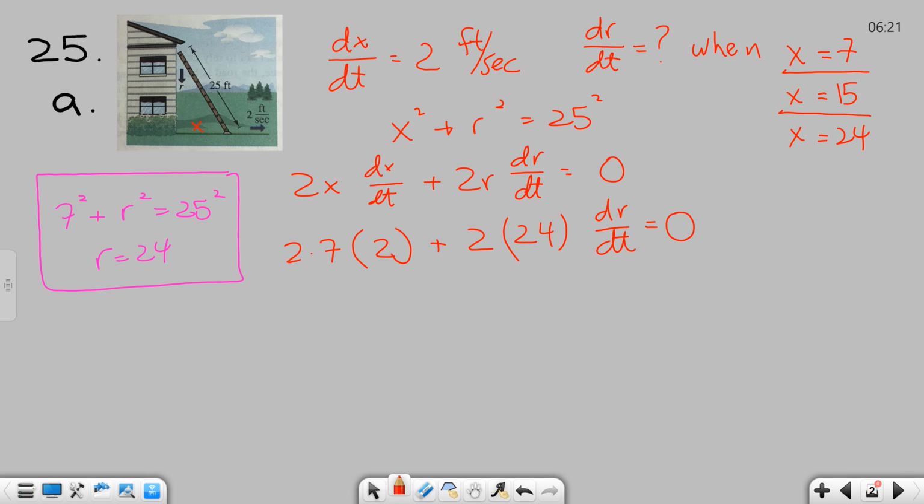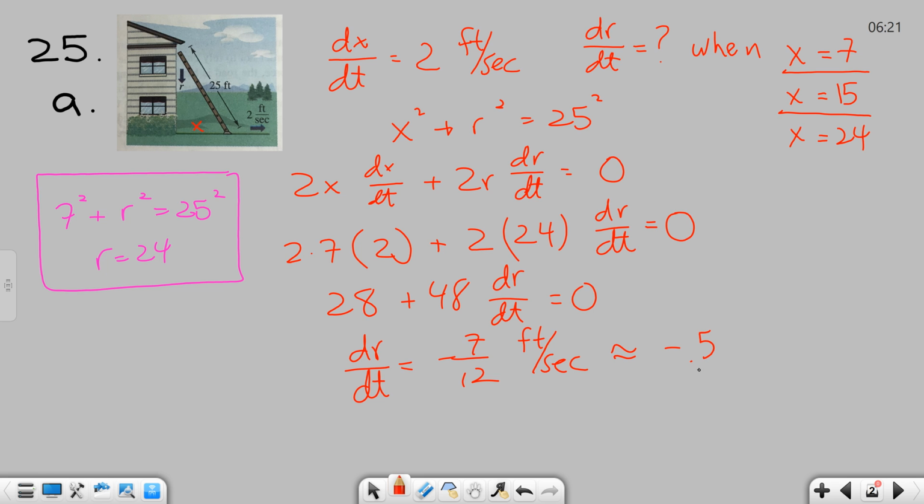So that gives me 28 plus 48 times dr/dt is equal to 0. And therefore, dr/dt would equal negative 7/12 feet per second, which is actually about negative 0.583 feet per second.